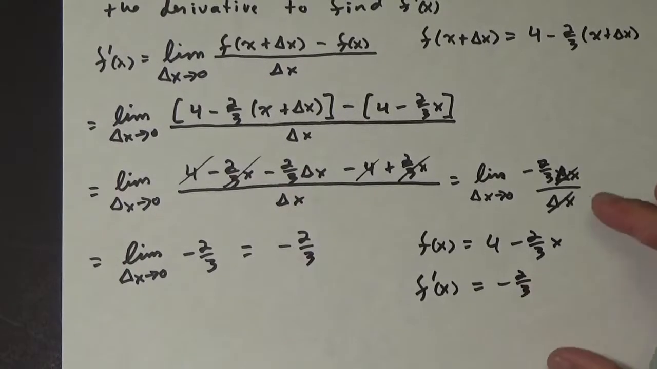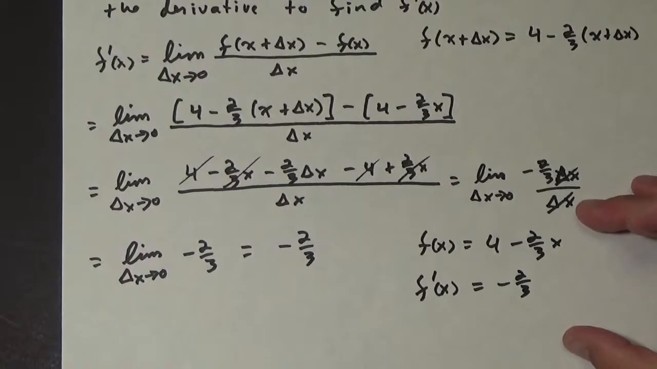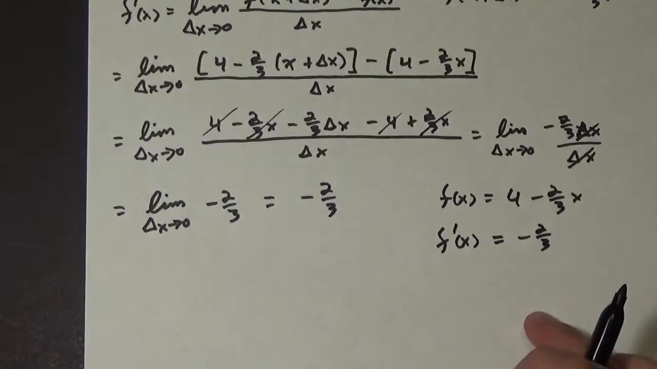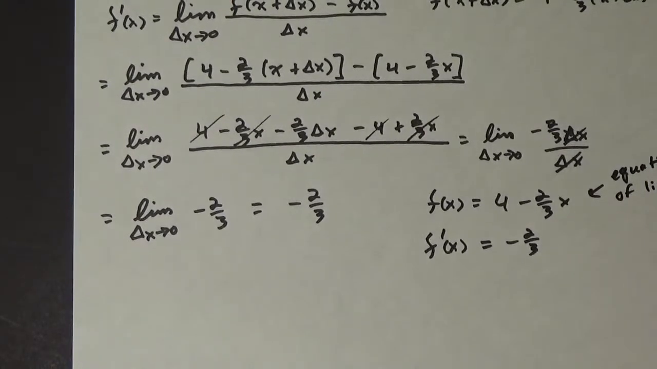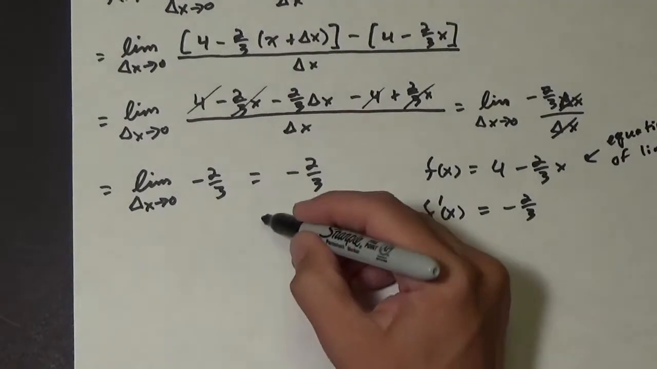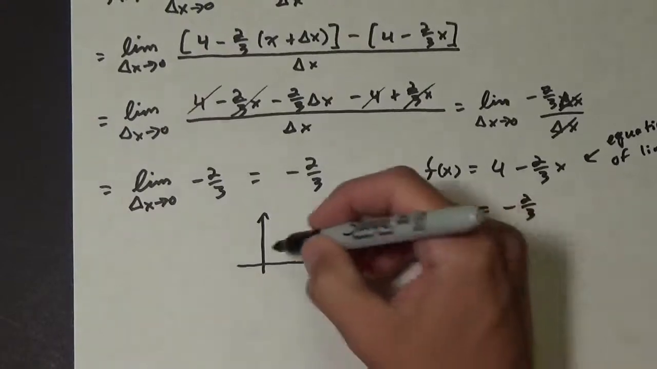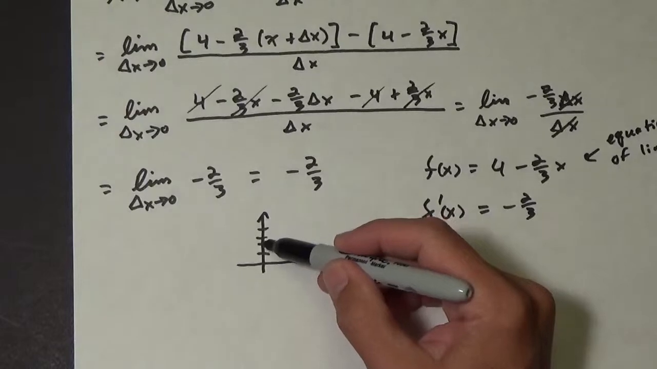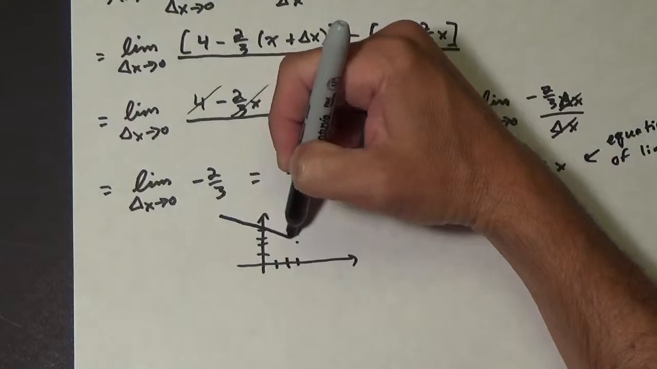Now, this one was just to make a point here. Notice that this is the equation of a line. Right? So this is an equation of a line. If I were to sketch out this equation of a line, really quick sketch here, we would go up 4, and we would have a slope of a negative 2/3. So you'd go down 2 and over 3. So it would look something like that.